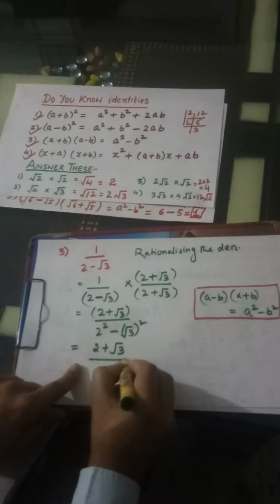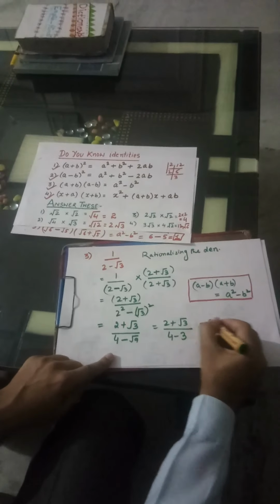So in the answer, what do we have now? 2 plus root 3 upon square of 2, which is 4, minus square of root 3, which is 3. So we have obtained 2 plus root 3 upon 4 minus 3. So that is equal to 2 plus root 3 upon 1. So this is our answer now, 2 plus root 3, because 1 has no meaning in the denominator. So this is our answer.